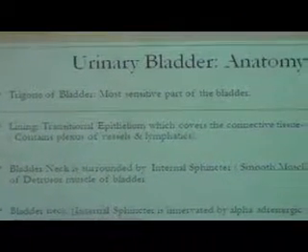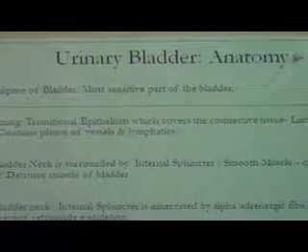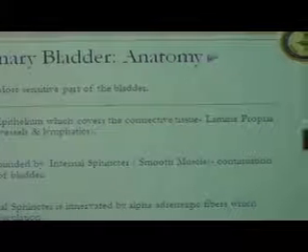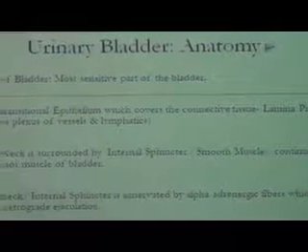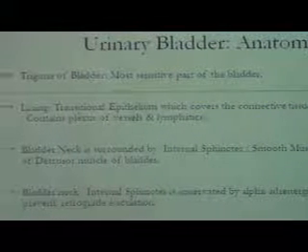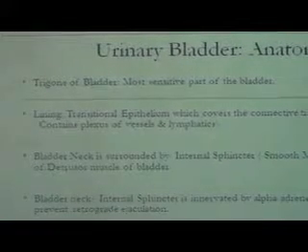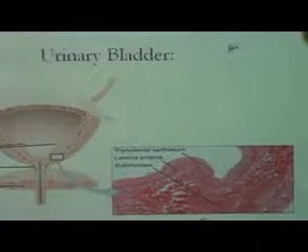The bladder neck is surrounded by smooth muscle, and that smooth muscle is the continuation of the detrusor muscle of the urinary bladder, and this forms the internal sphincter of the urinary bladder. This bladder neck or internal sphincter is innervated by alpha adrenergic nerve fibers which prevent retrograde ejaculation, which we will discuss during the prostate section.